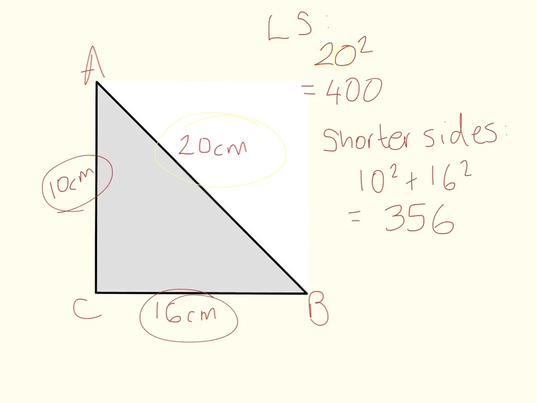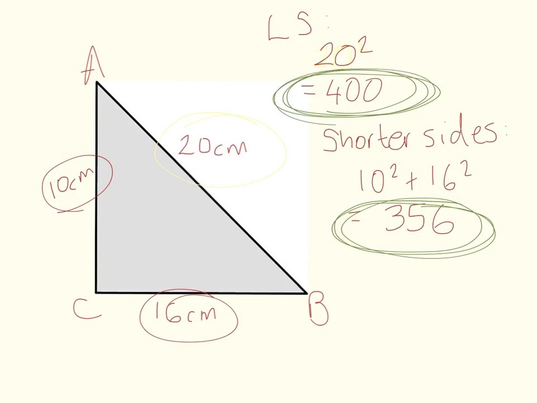Is this triangle right angled? No, because this value here is not the same as this value here. If these values were the same, it is right angled, but because it's not, I cannot say that this is right angled. It is not right angled.